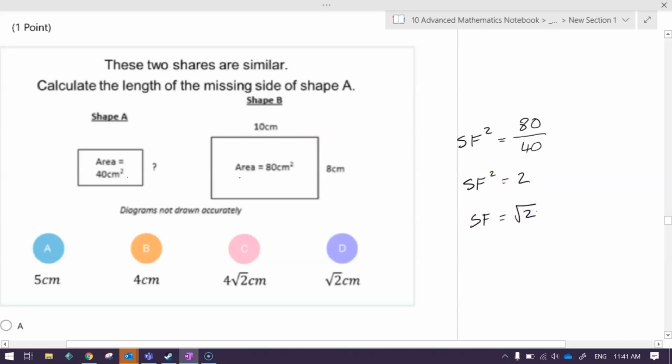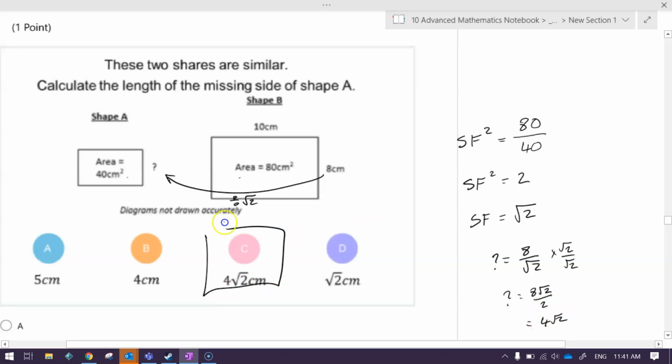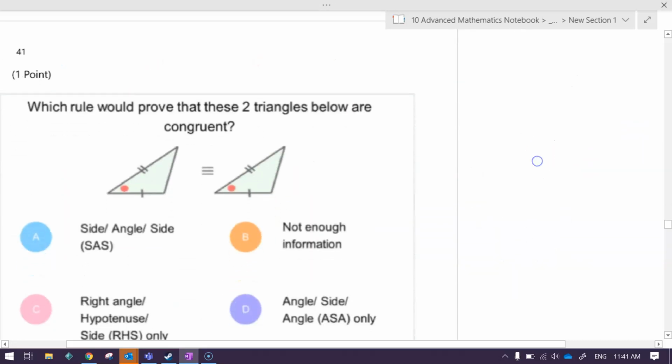Root 2, correct. So to go back to the smaller one, I need to divide by root 2. So my question mark is going to be 8 divided by root 2. Of course, you're not going to be rude enough to not rationalise your denominator. 8 root 2 over 2, or 4 root 2 centimetres. Answer C. Continuing on, 41, we're getting closer.